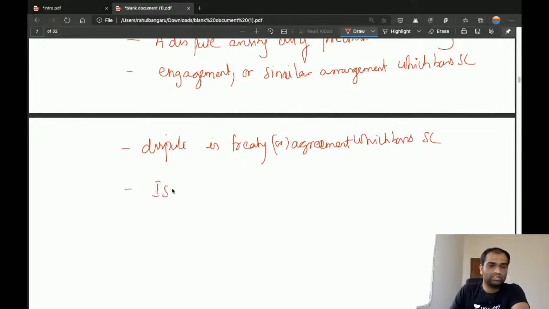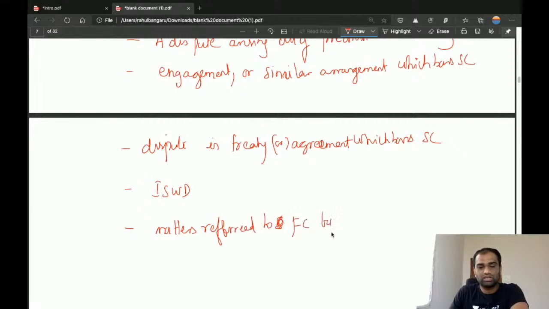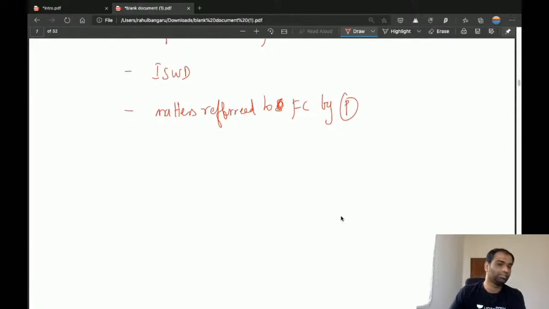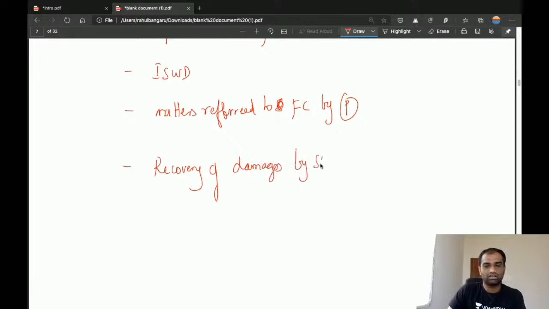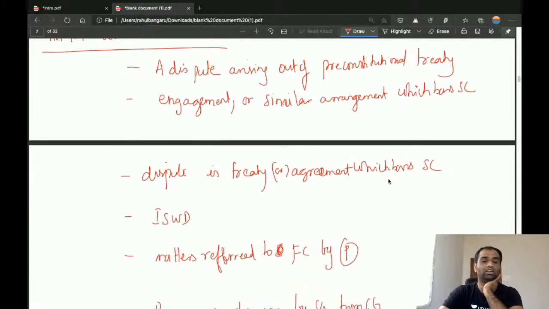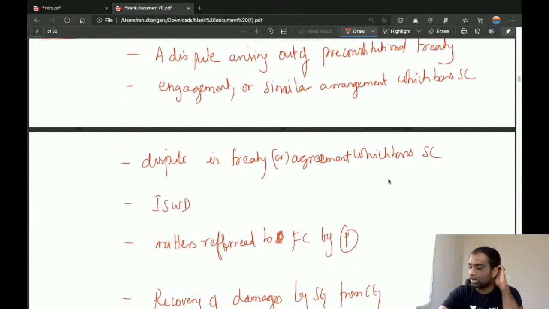Another one is interstate water disputes, matters referred to the Supreme Court, matters referred to the Finance Commission by the President of India, and recovery of damages by a state government from the central government. So these are the disputes that are excluded from the jurisdiction of Article 131.